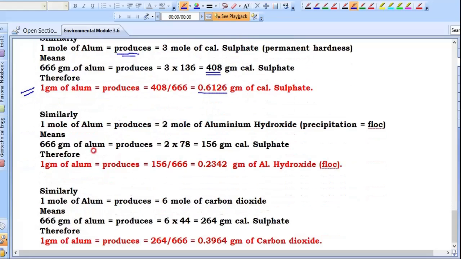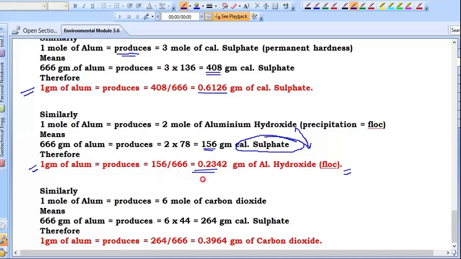And similarly, 1 mole of alum produces 2 moles of aluminum hydroxide. This is a precipitate, also called flock. Means 666 gram of alum produces 2 into 78, that is 156 gram of aluminum hydroxide. Then we can conclude 1 gram of alum produces 156 by 666, that is 0.2342 gram of aluminum hydroxide, that is your flock. This we are going to use in the problem.